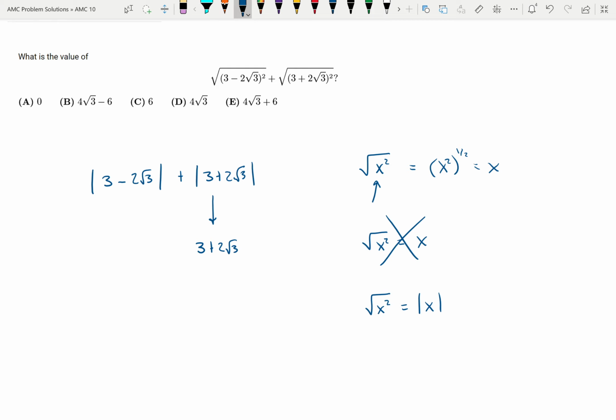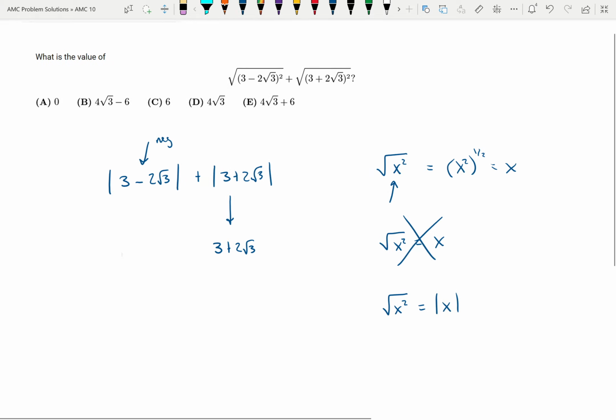But in this case, 2 root 3 is about 3.4, since root 3 is about 1.7. So 2 times 1.7 is actually bigger than 3. So this is going to be a negative number inside there. For us to say that that's just equal to 3 minus 2 root 3 can't be true, because the absolute value of a negative number has to be positive, and this right here is negative.